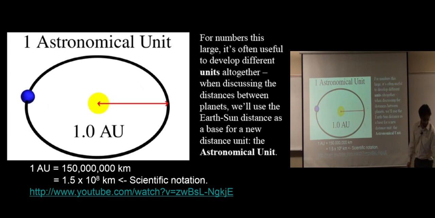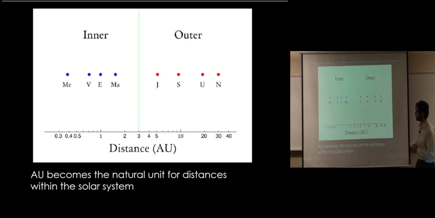So we have an AU, and now we're going to use it. These are the distances from the Sun to all of the planets in our solar system as measured in AU. The thing to let wash over you is, you don't have to memorize these, but just realize how convenient they are. By definition, the distance from Sun to Earth, E is for Earth, is 1 AU. So much nicer than 149 million kilometers.